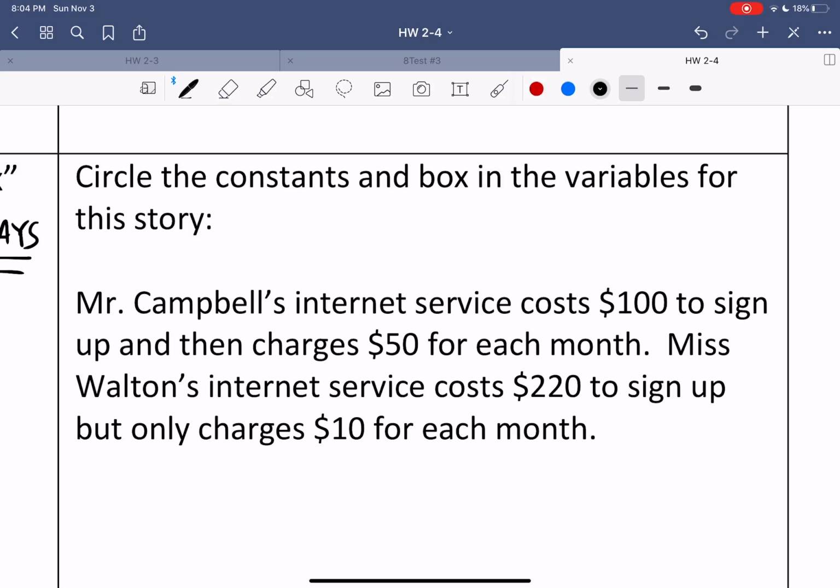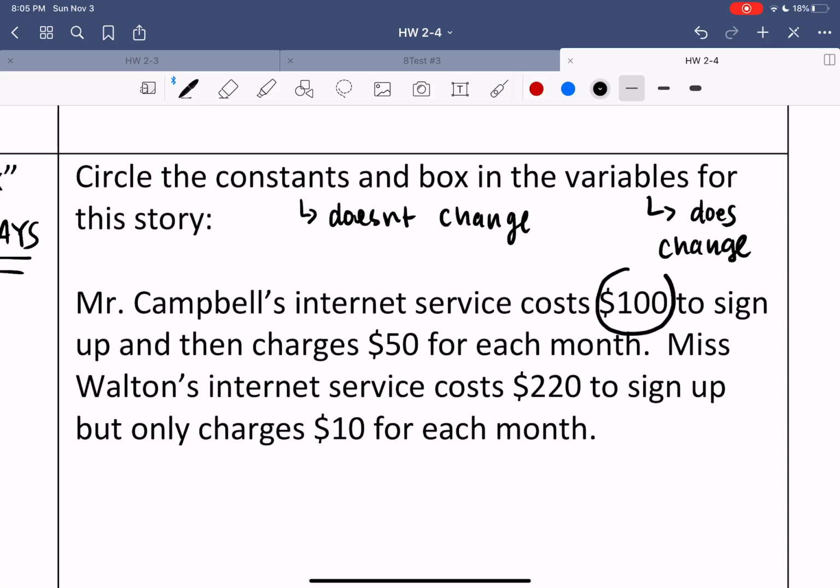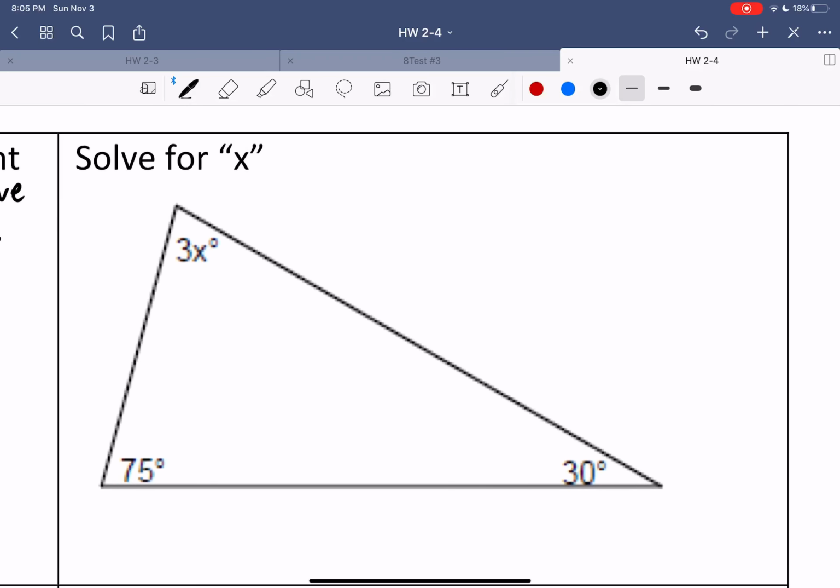So a constant doesn't change, and a variable does change. So in this, we know that there is $100 to sign up, and then this $50, we can get that by seeing it's for each month. And we know our other, boxing our variables here and our constant. All right, so here's another one, solving for x.